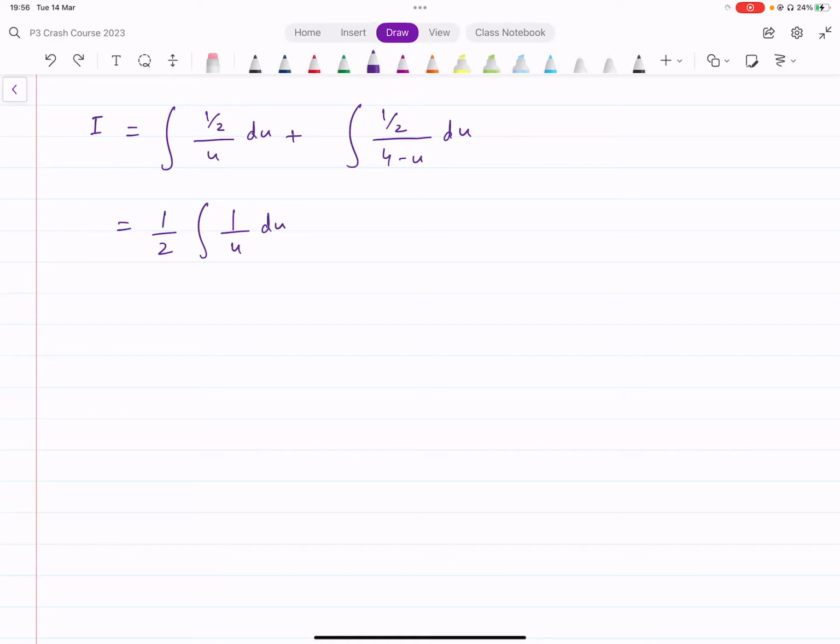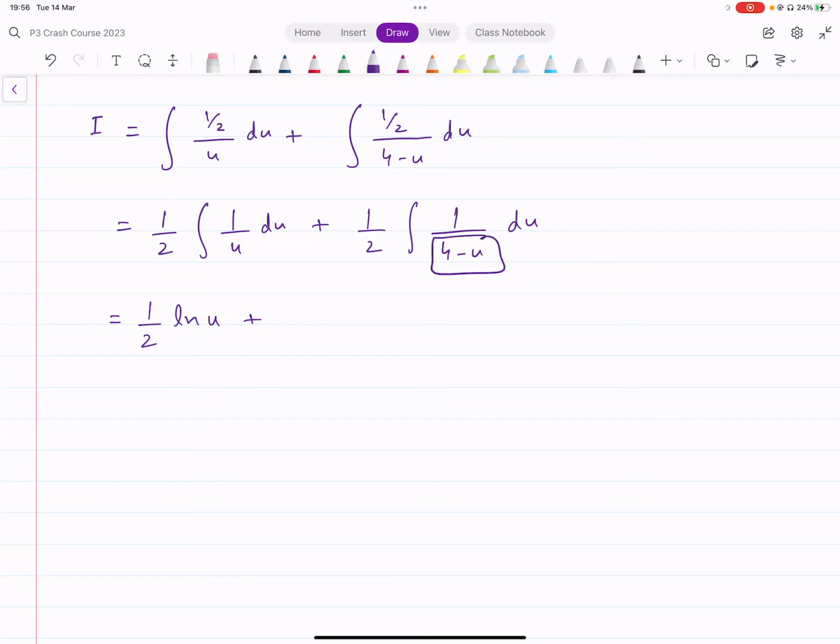Again, this is also a constant. We could write this outside. 1 over 2 into the integral of 1 over 4 minus u. And now we need to think about what rule we can use here. 1 over u, what's the integral of that? That's just ln of u. The derivative of u is going to be 1. We have 1 in the numerator. So this integral is simply 1 over 2 into ln of u. The first one is pretty straightforward. Okay. What about the second one?